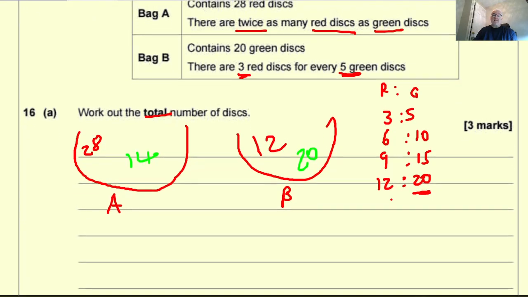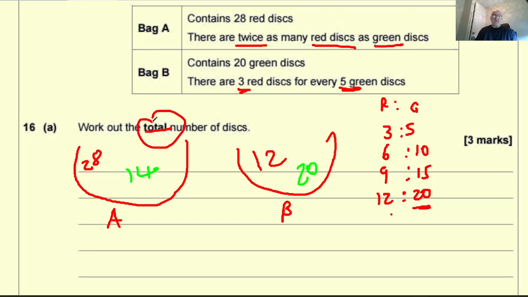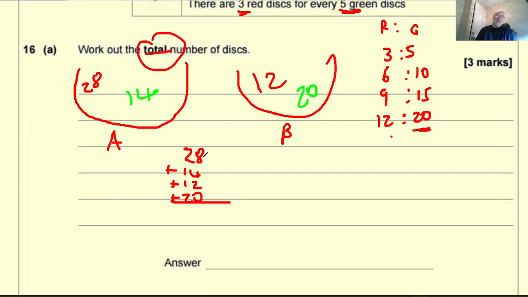So how many discs have I got in total? That's what it wants to know, total number of discs. So I've got 28 plus 14 plus 12 plus 20. And I'm just going to add that through. So 10, 14, 2, 3, 4, 5, 6, 7, 74 discs.